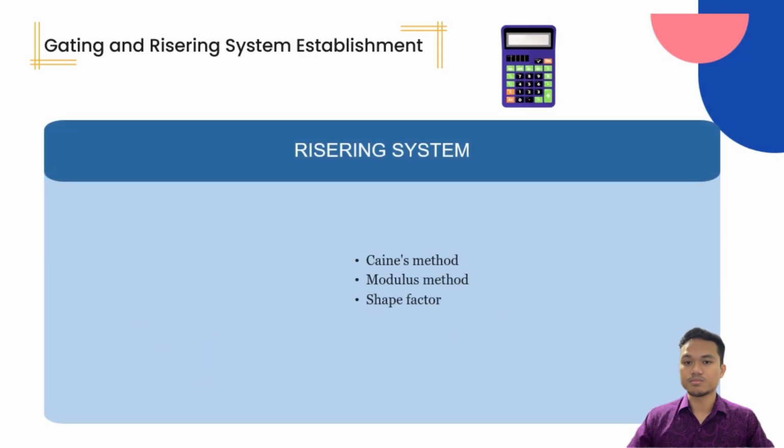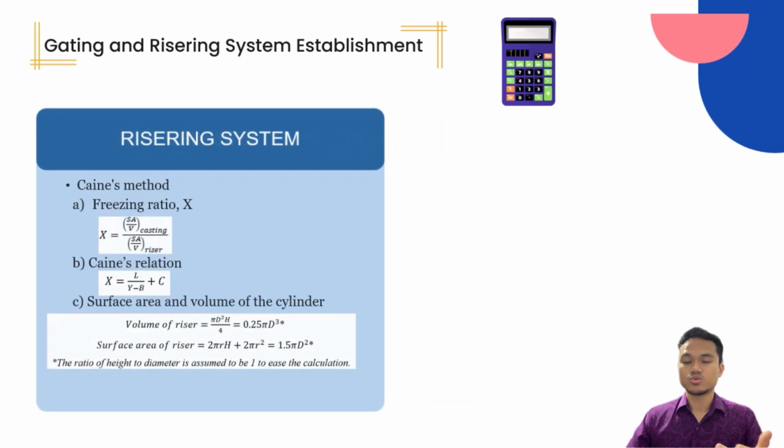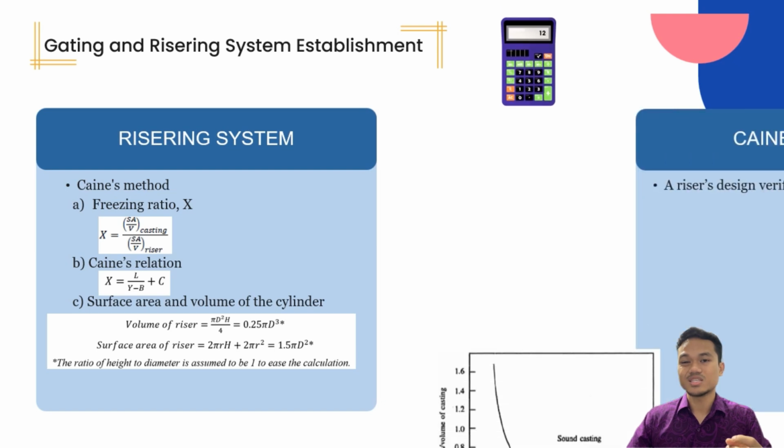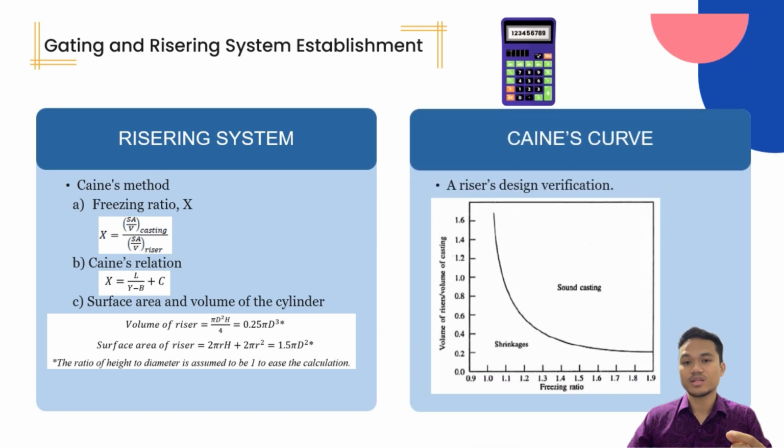Unlike the gating system, for risering systems there are several methods: Chvorinov's method, modulus, and shape factor. And I chose the Chvorinov method because it is a bit easy to understand, and it has a design riser verification through what is called the Chvorinov curve, which is used to determine the riser's performance.